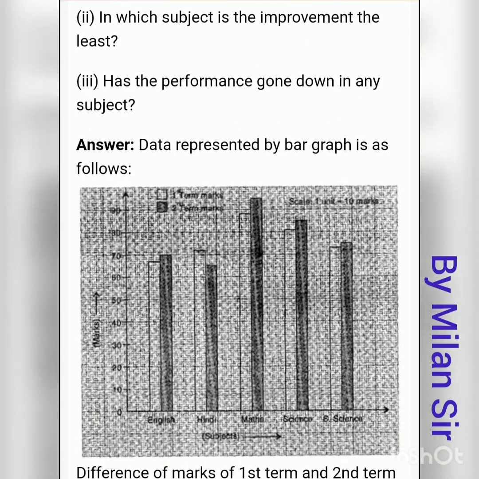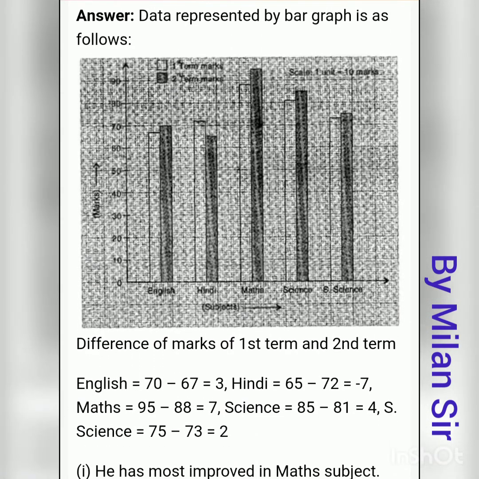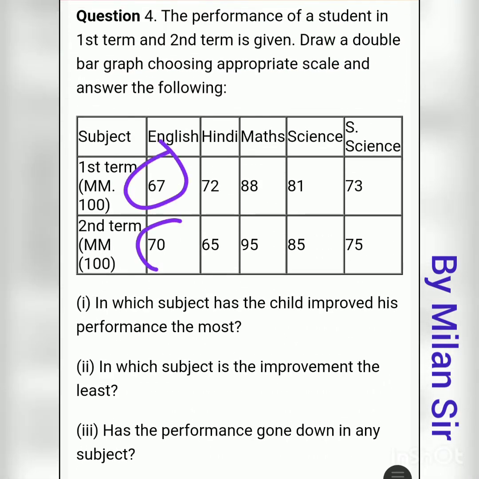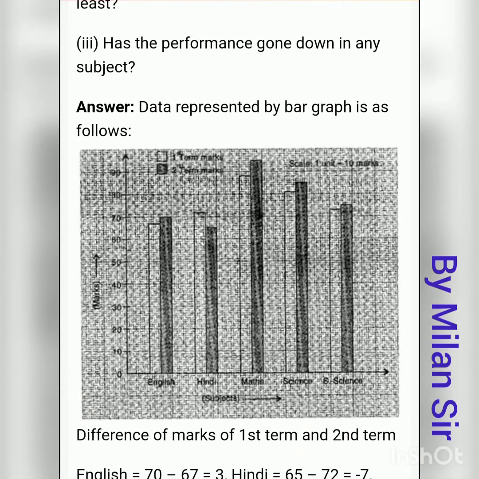Now for English, we just need to take half part of the box. Otherwise we can take the full box even, but here we have more subjects, so we cannot easily represent all the subjects in one box. So we need to divide our one box into two parts. Half box is for the blank portion and half box is for the filled-up portion, first term and second term. Now for the English subject, first of all 67 and 70. Now 67 lies between 60 and 70, right?